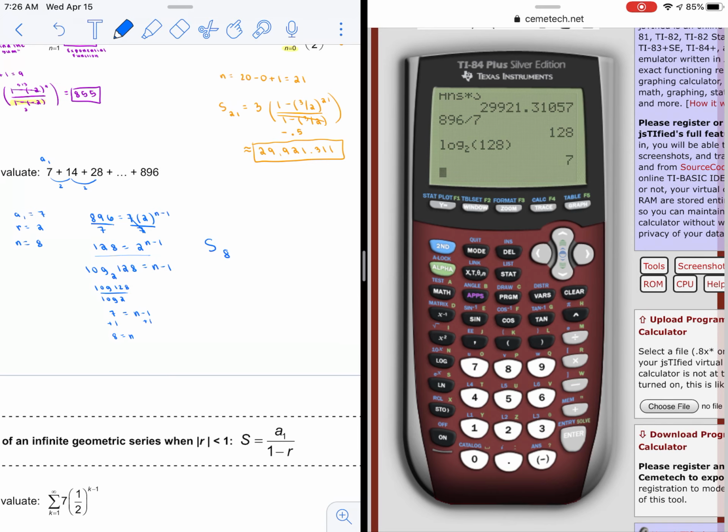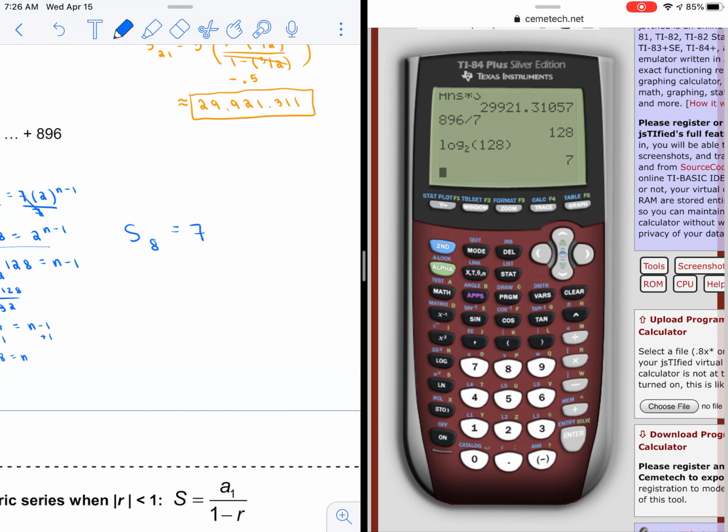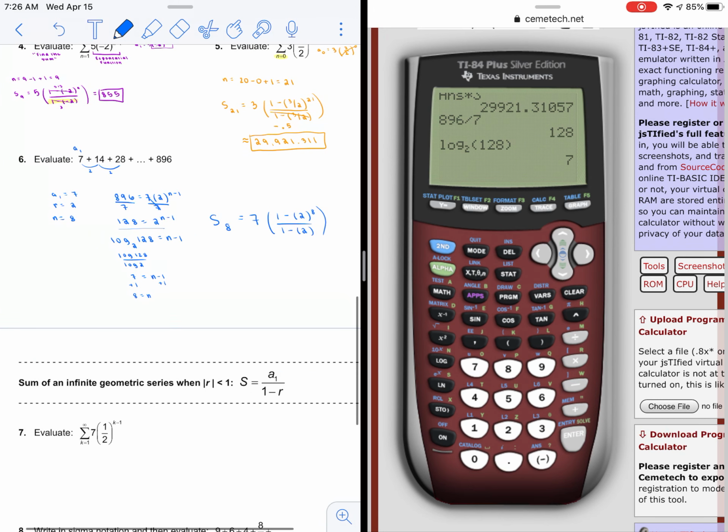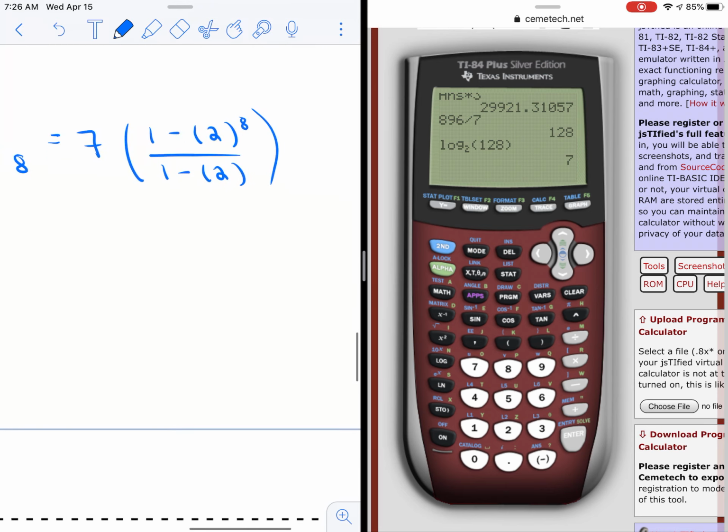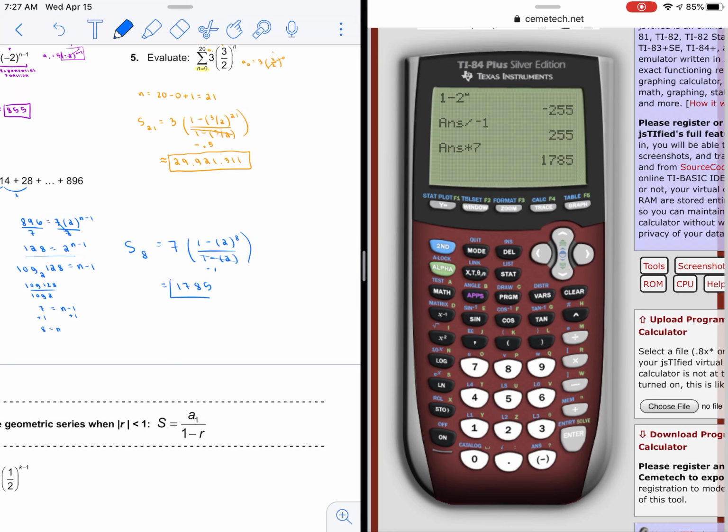So S sub 8. And we have our first term we said was 7. We said the common ratio here was 2. And we want to raise that to the 8th power over 1 minus that common ratio of 2. I always put that in parentheses just to be safe and careful in case there is a negative value there. So as I've done before, find the bottom number first. This one's pretty easy. When you do that, you just get a -1, and then do the top number second. And then obviously divide by the -1, 255, and then multiply that by 7, and you get this sum of 1785. And that would be your final answer.